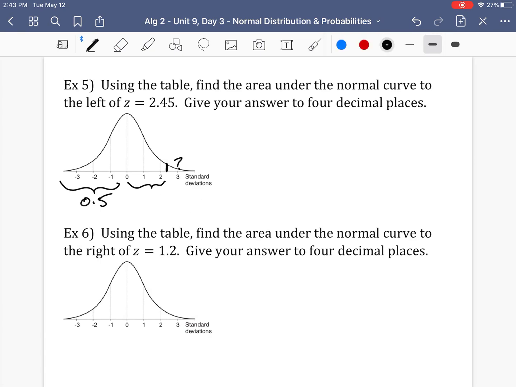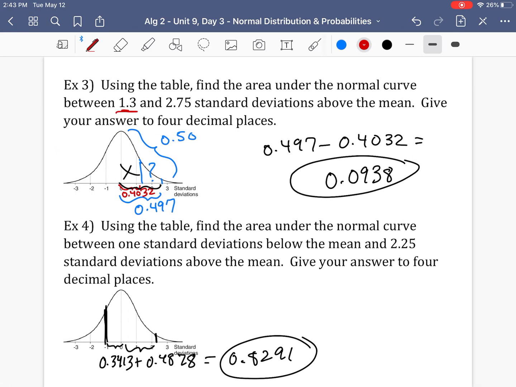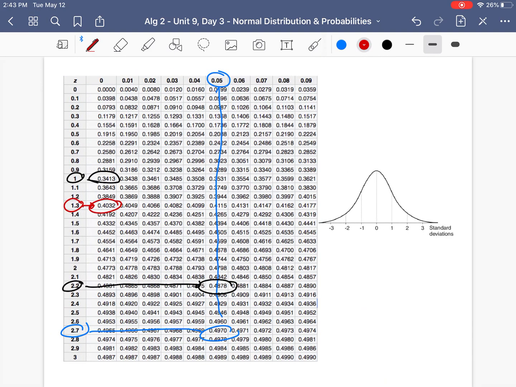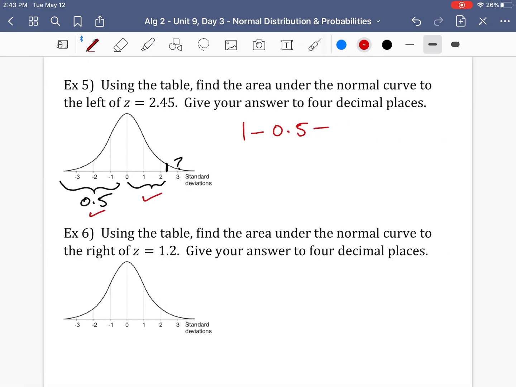The chart is going to give me this piece here, and that much is 0.5. So my whole probability, my whole curve, is worth 1. I'm just going to take away 0.5 and also take away that little piece I get from the chart. So 2.45 on my chart. So 2.4, and there's my 5. And so there it is. 2.45 is 4929.